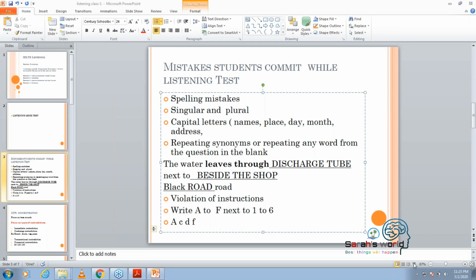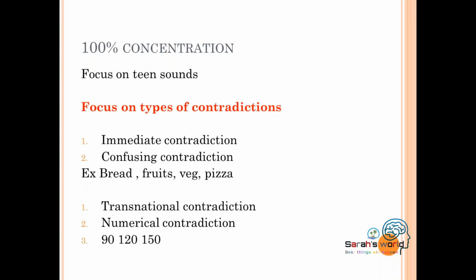Okay, so now let's move on to the next step. The mistakes are done. Now let's look into the areas to concentrate. First thing is focus on teen sounds. Teen sounds means 16, 60, 17, 70, 18, 80, 19, 90. You need to focus on these areas with extra effort. Because if you are confused, the audio may have said 16 and you may have heard 60. If you cannot give 100% concentration on this area, you may be confused and write the wrong answer.